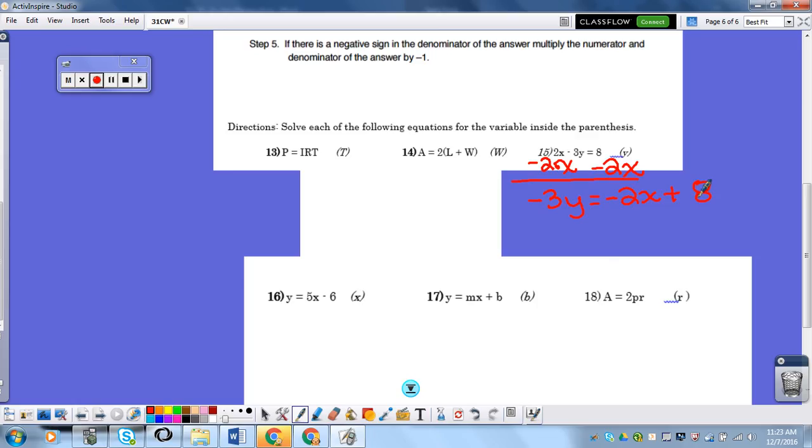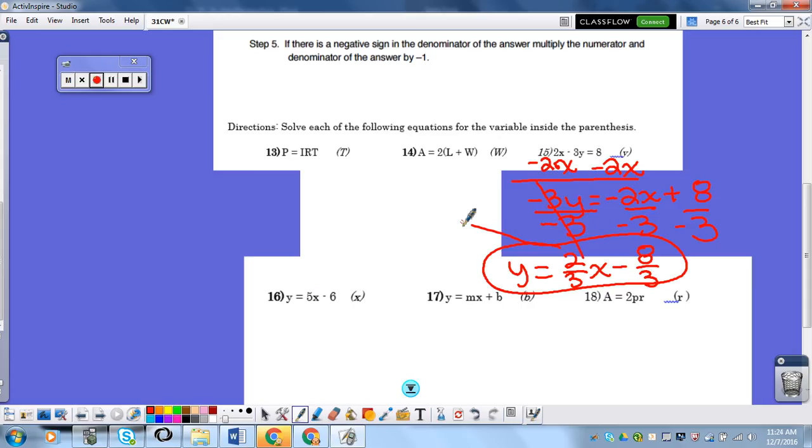So now you want to get your y by itself, so you're going to divide by negative 3. So the 3's cancel out, so y equals negative divided by negative is a positive. So positive 2/3 x. Okay, a positive divided by negative is a negative. 3 does not go into 8, so it stays a fraction. And we just got my y by itself. Number 16. It says we want to get x by itself. So that means that we want to isolate the variable. So it's actually in slope-intercept form. You know that 5 is your slope, your negative 6 is your y-intercept.